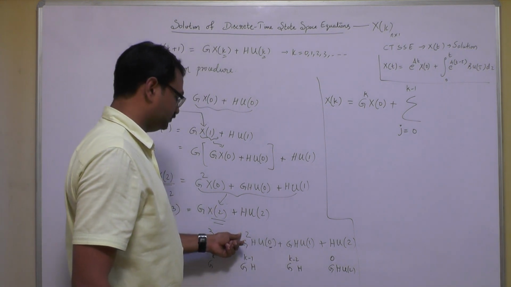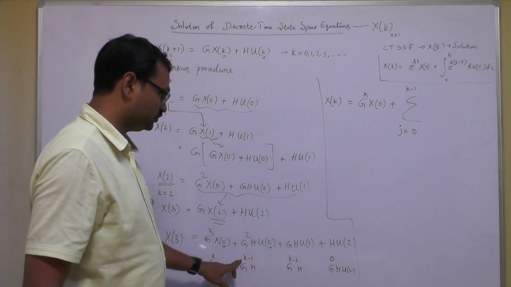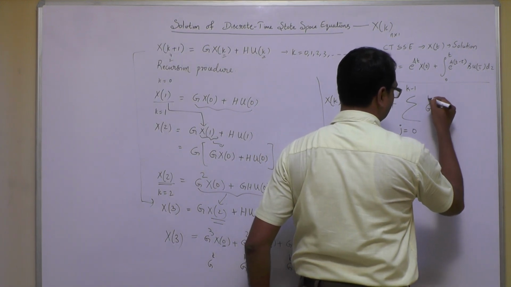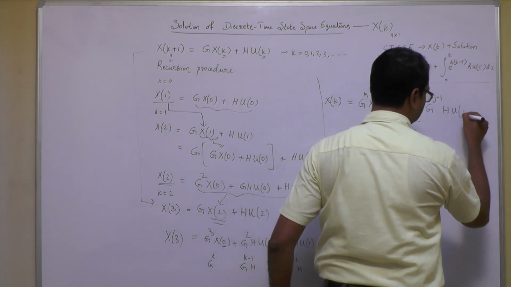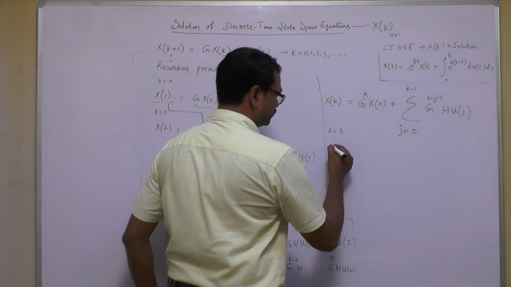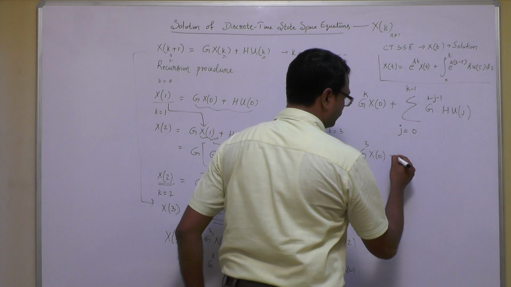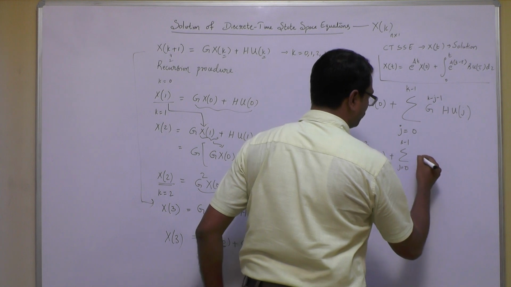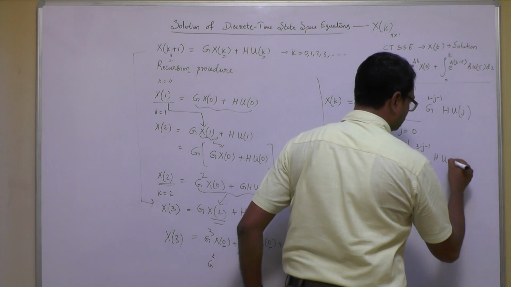This is up to 3 minus 1. That is what we are trying to say, right? From 0 to g power 0 to k minus 1. So I can write it as g power k minus j minus 1 into h u of j. For example, let us say we can represent this, when k is equal to 3, as g cube x0 plus sigma j is 0 to 3 minus 1, g power 3 minus j minus 1 h u of j.